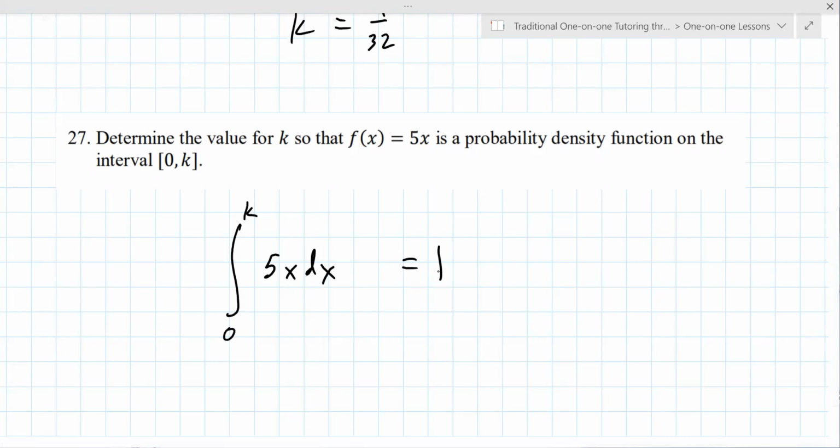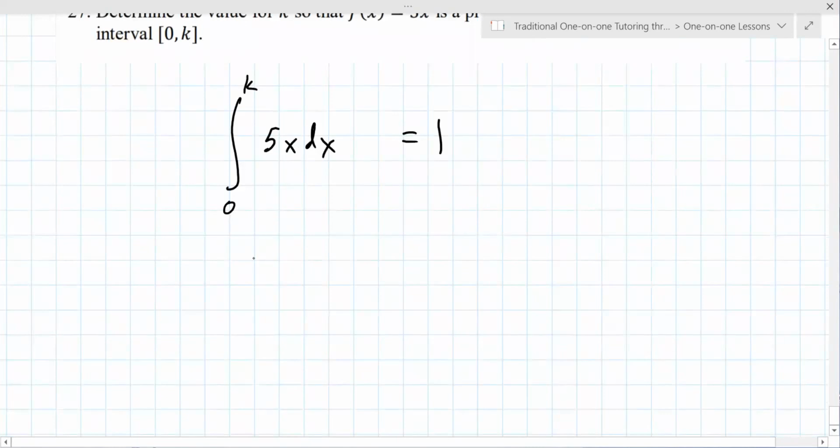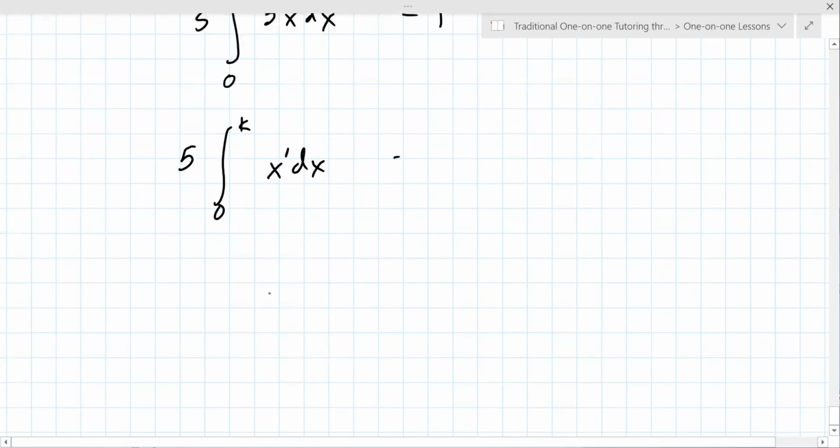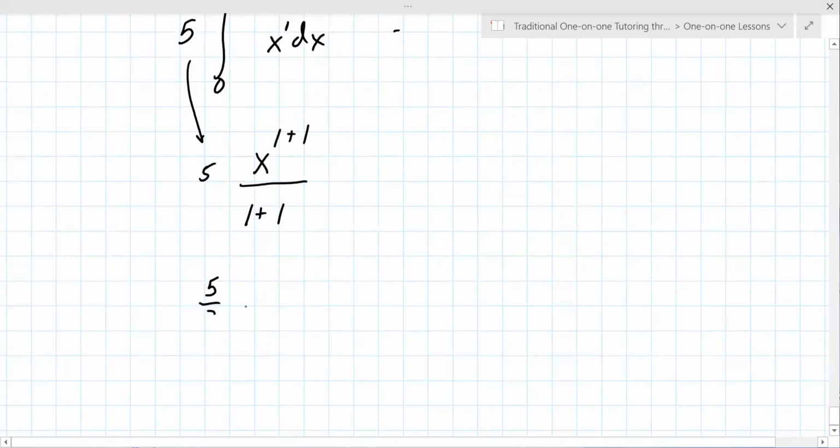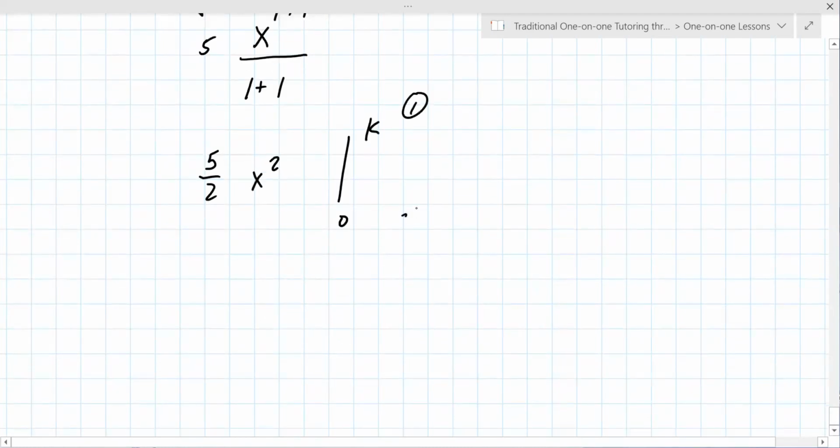Okay. So let us briefly review this just in case. The integral of, let me just move this 5 to the outside: 5 times the integral from 0 to k of x dx. There's a power rule. To undo the power rule, you add 1 to the exponent, and then you divide by the new exponent, bring the 5 down. So this simplifies to 5 halves x squared, and you evaluate from 0 to k. You start by putting in the upper bound, then the lower bound. So it's 5 halves k squared minus 0 squared.